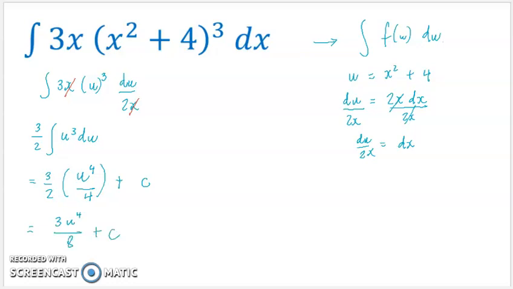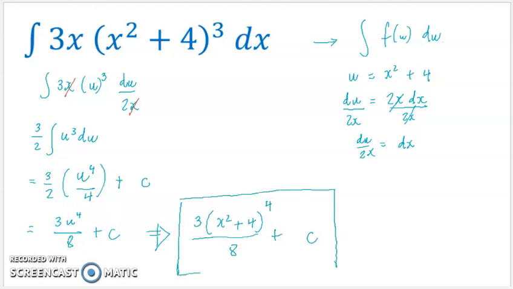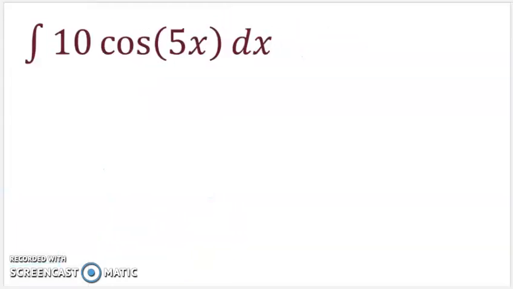And of course, it does not end here. We need to replace u with x squared plus 4 to get our final answer. So it will be 3 times (x squared plus 4) raised to 4 over 8 plus c. Let's now proceed to our next example.